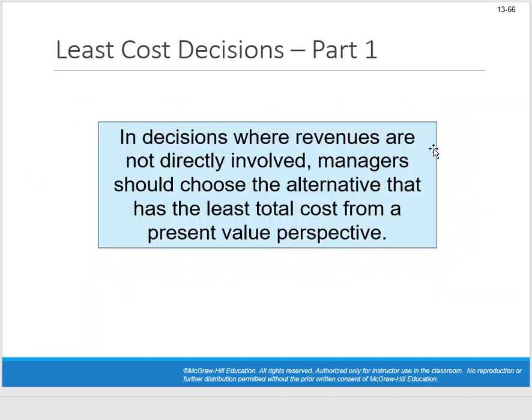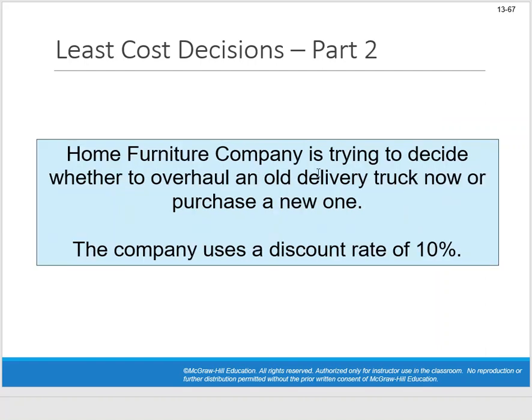How about decisions where we don't have revenue. Maybe we're just trying to minimize our costs. So we're looking at the least total cost from a present value perspective. So here we have Home Furniture Company. They're trying to decide whether to overhaul an old delivery truck now or purchase a new one. The company uses a discount rate of 10%.